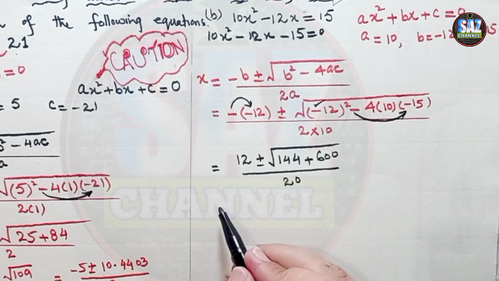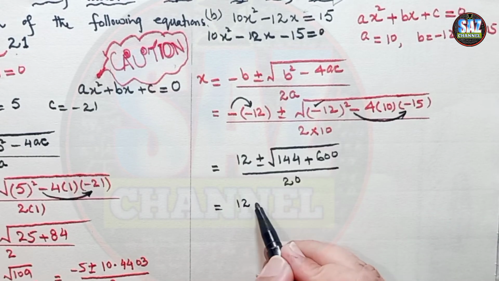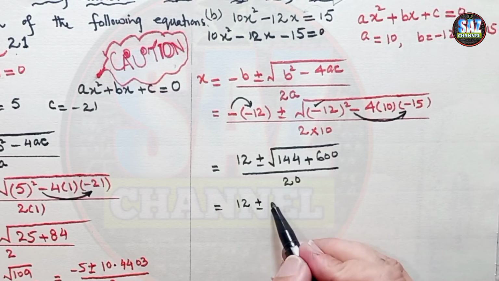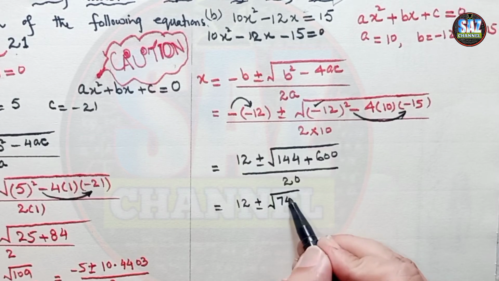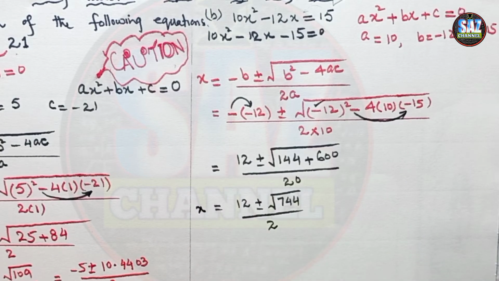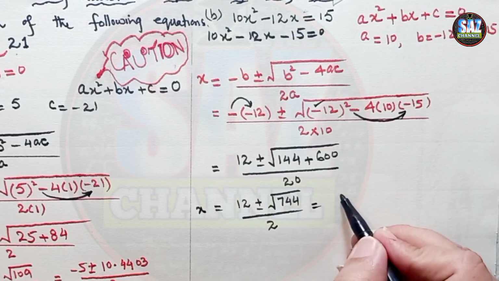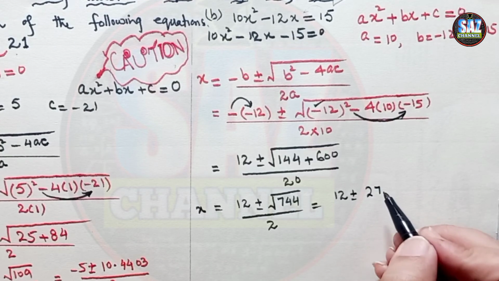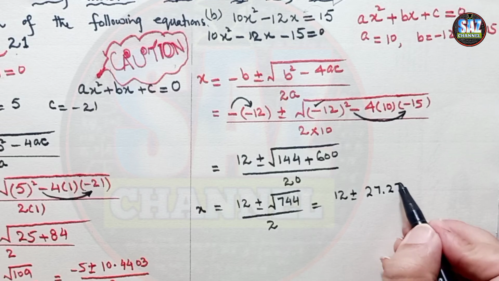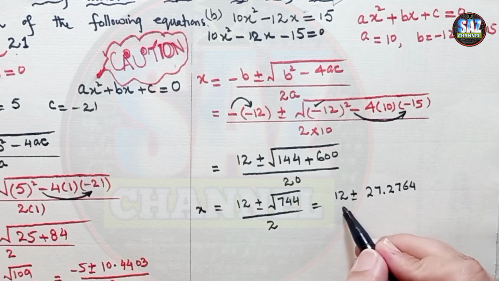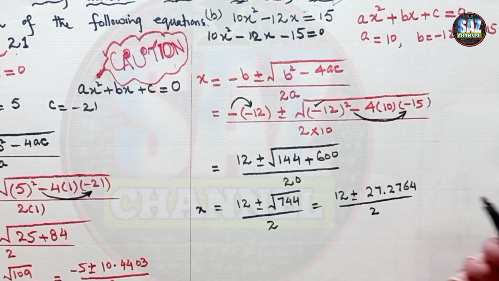Really easy questions. We just have to insert the values carefully. 12 plus minus the square root of 144 plus 600 is 744, by 20. Now what we have to do is check the value of the square root of 744 with the help of a calculator, because this is not a perfect square. Plus minus 27.27664 by 20.